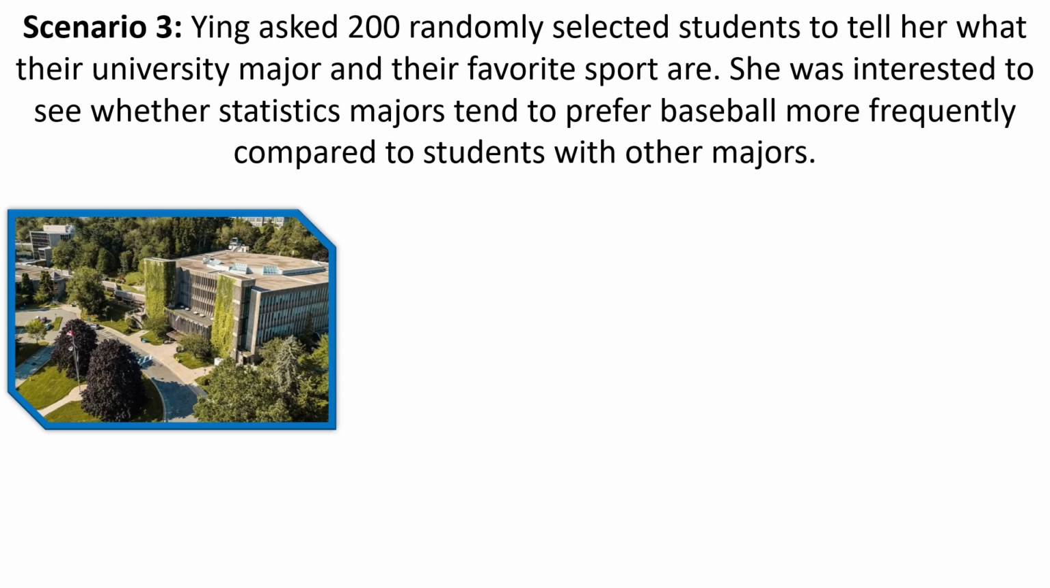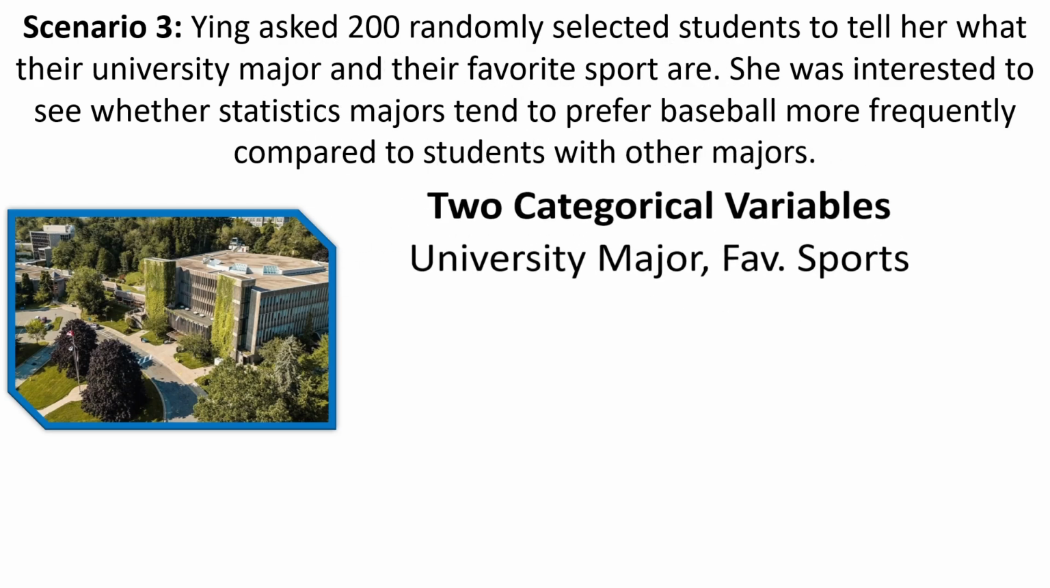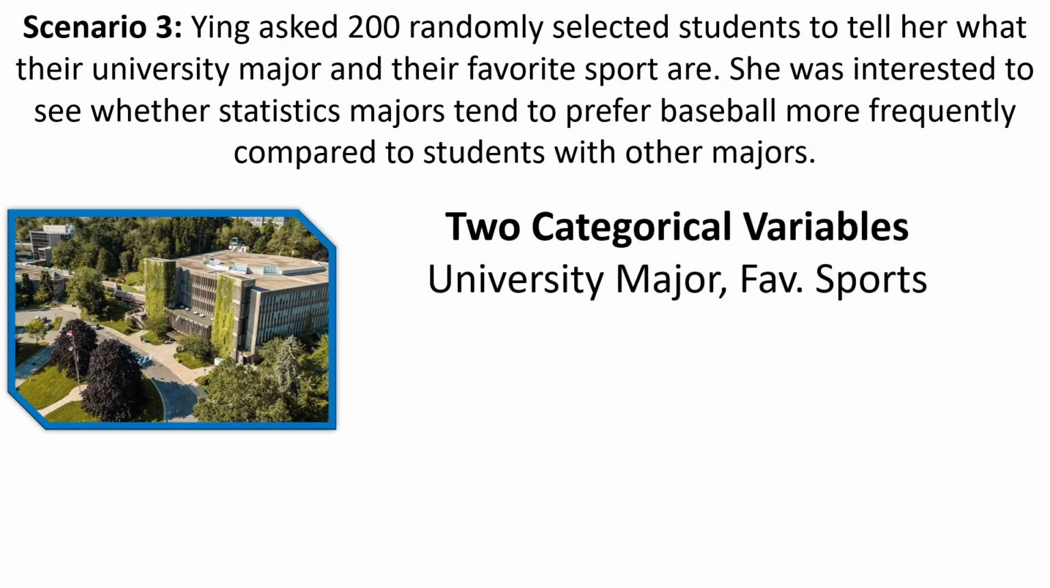Next one, Ying asked 200 randomly selected students to tell her what their university major and their favorite sports are. She was interested to see whether statistics majors tend to prefer baseball more frequently compared to students with other majors. This one might be a little bit tricky. I think it should be pretty clear that we have 2 categorical variables. We have university major and favorite sports. So actually, once you know there's 2 categorical variables, it has to be an independence test.